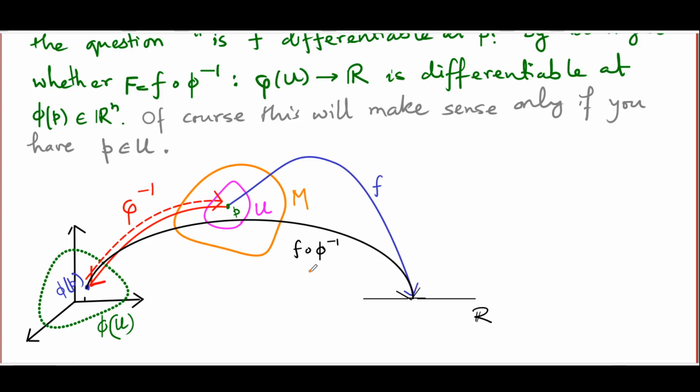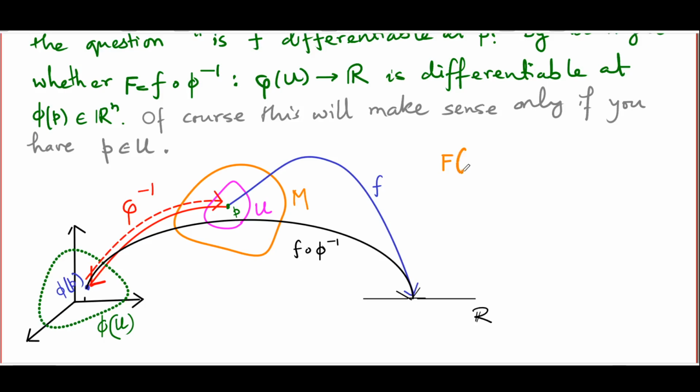So f composite phi inverse, our function capital F, really takes this bunch of real numbers, x1p, x2p, ..., xnp, and maps this all the way to a real number line. So see what exactly is going on here.